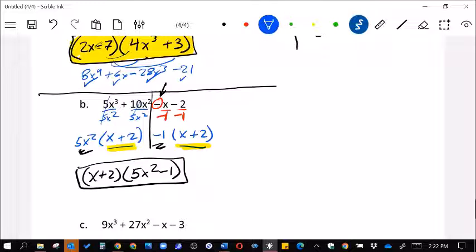So I'm going to do an x times 5x squared to give me 5x cubed minus x plus 10x squared minus 2, and let's check: 5x cubed minus x plus 10x minus 2. Okay, that looks good.